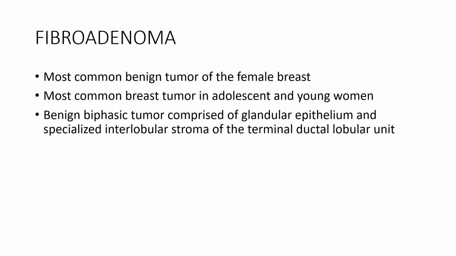The most commonly encountered benign tumor of the female breast is what we call fibroadenoma. It is usually seen in adolescents and young women. From the name itself, you have fibro and adeno. So this is a benign biphasic tumor comprised of glandular epithelium and the interlobular stroma of the terminal ductal lobular unit.